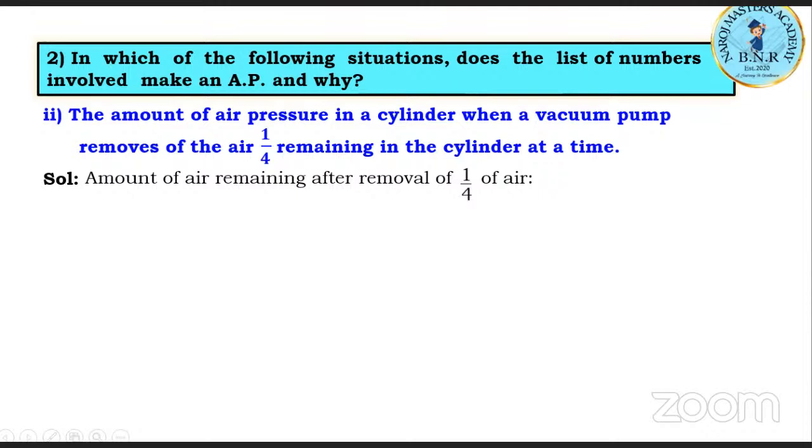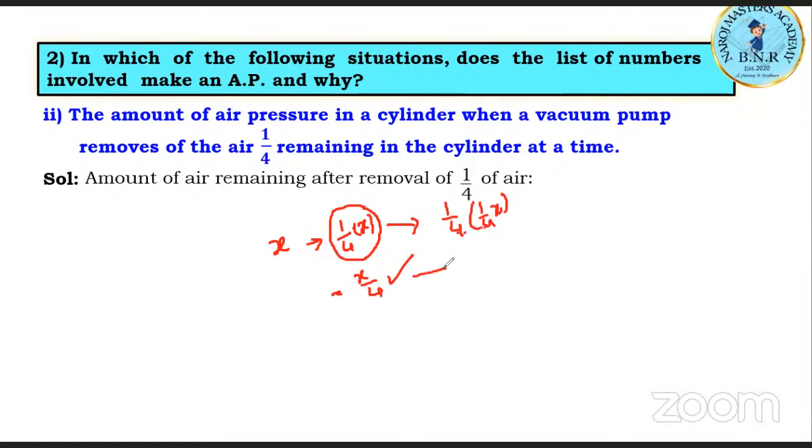So we are having some value of X. Simply assume that the pressure in the cylinder is X. What is the value of 1/4 of X? 1/4 into X, is it right? That equals, can we write it as X by 4? Yes, sir. So next time is 1/4 of this, 1/4 of 1/4 X.